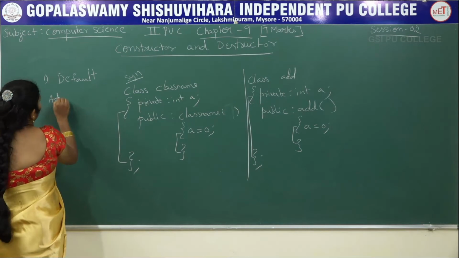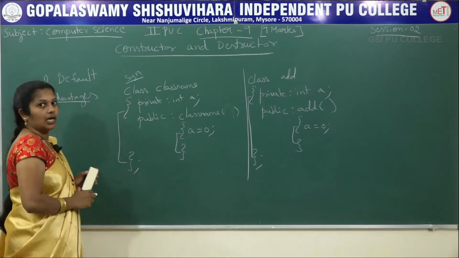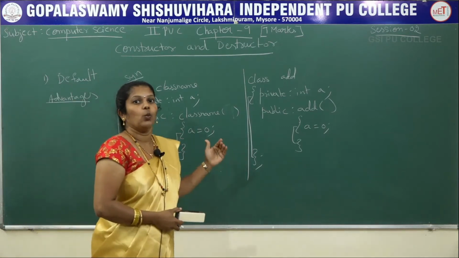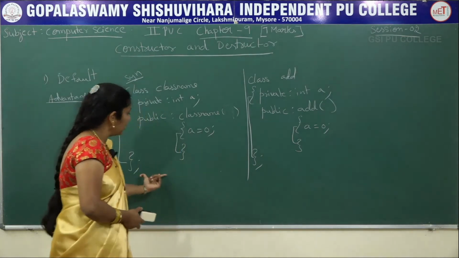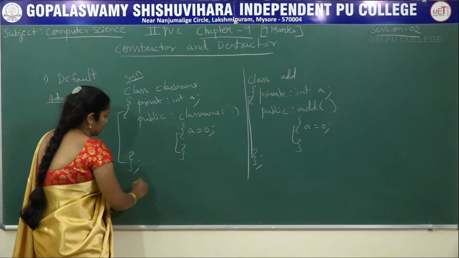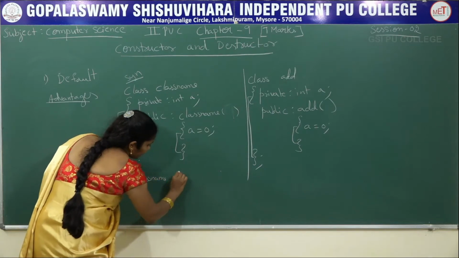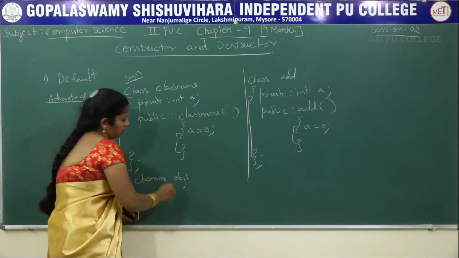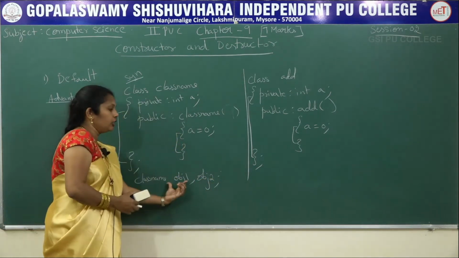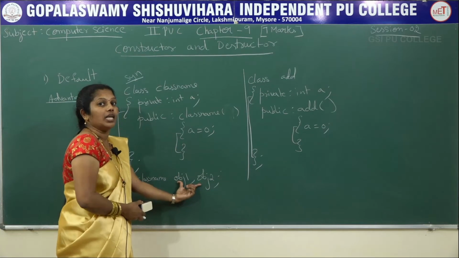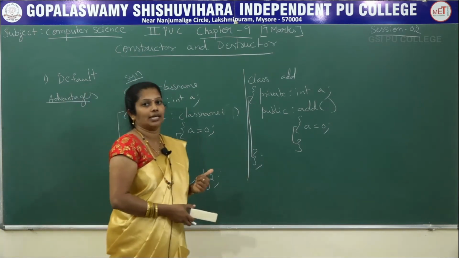When we come to advantages, all the objects of a class will be initialized by the same set of values. For example, I am going to create one object or 2 objects: class name, object 1, and one more object, object 2. All the objects of a class are initialized by the same set of values in a default constructor.